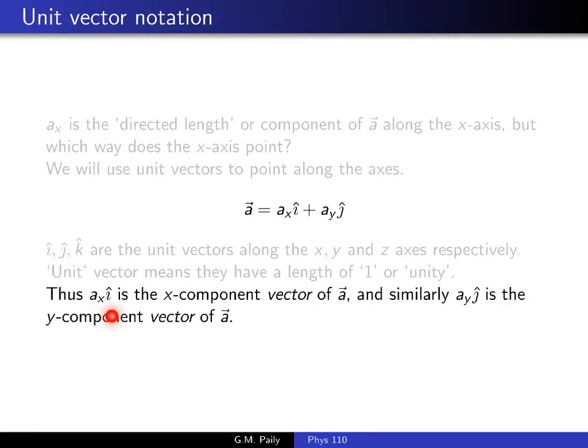Thus, AX I hat is the x component vector of A, and AY J hat is the y component vector of A. So just AX is the x component, but if I write AX I hat, it is the x component vector. It is no longer just a number with units, it also has a direction thanks to I hat, because I hat tells you in which direction the x-axis points.